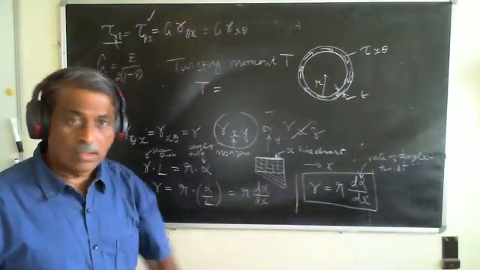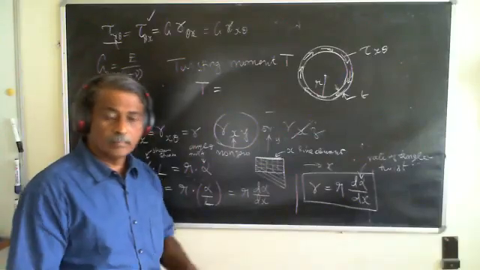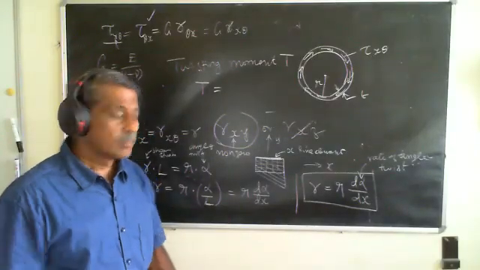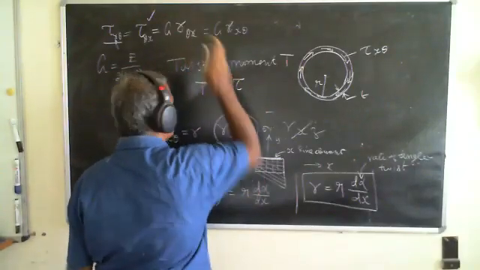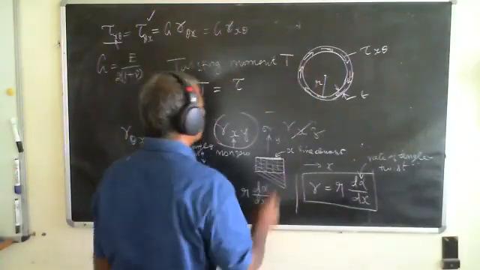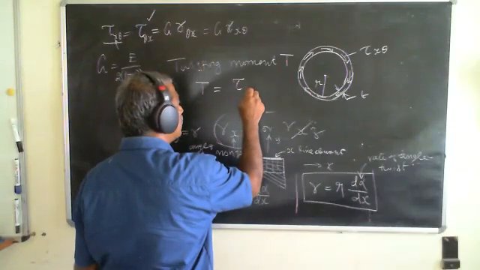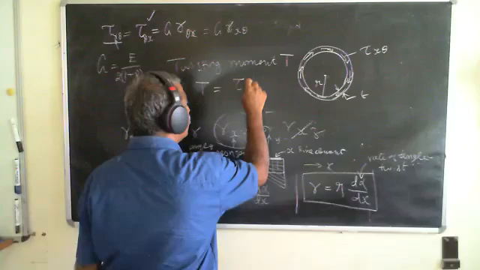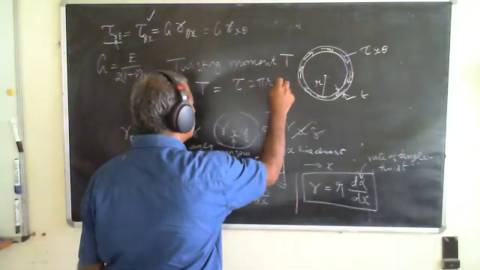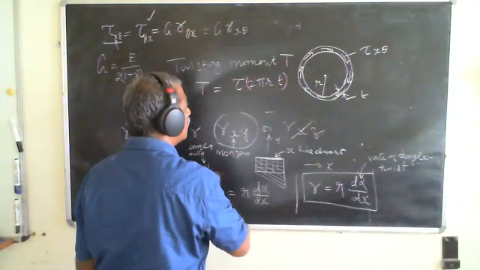Others can answer on chat also. So tau times theta multiplied by area. Tau, I'm going to just call it tau now, because there is only one of them. Tau times area, that is 2 pi r times t, the area. 2 pi r times t is the area.